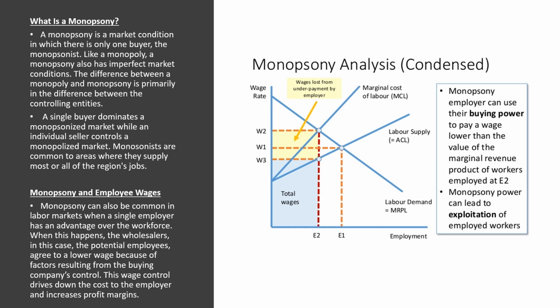So a monopsony can also be common in labor markets where a single employer has an advantage over the workforce. When this happens, potential employees may agree to a lower wage because of factors resulting from the company's buying control. So it drives down the wages and increases the profit margins. And a point about monopsonies is because of the buyer's power, it can lead to exploitation of employed workers.